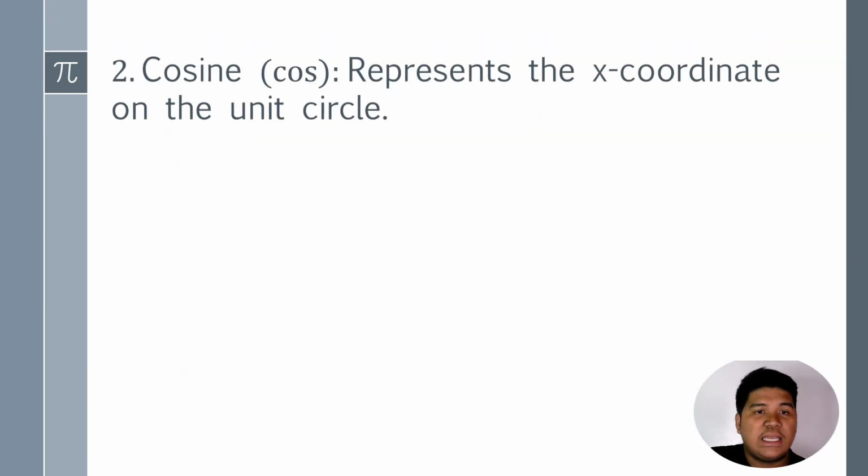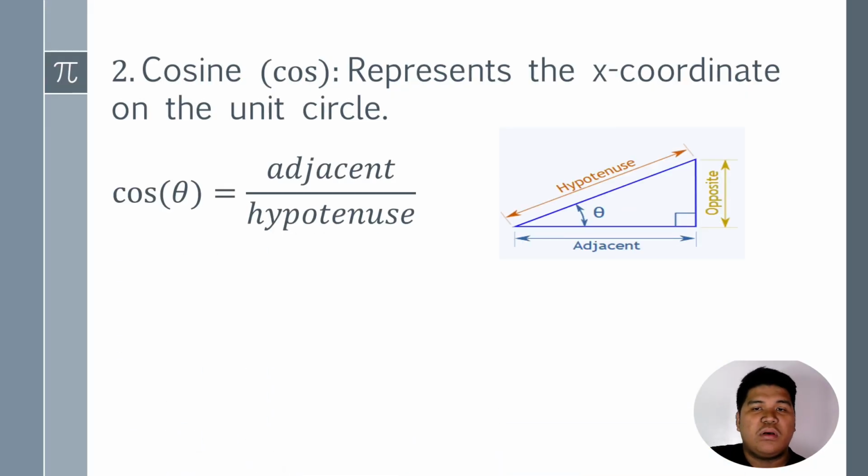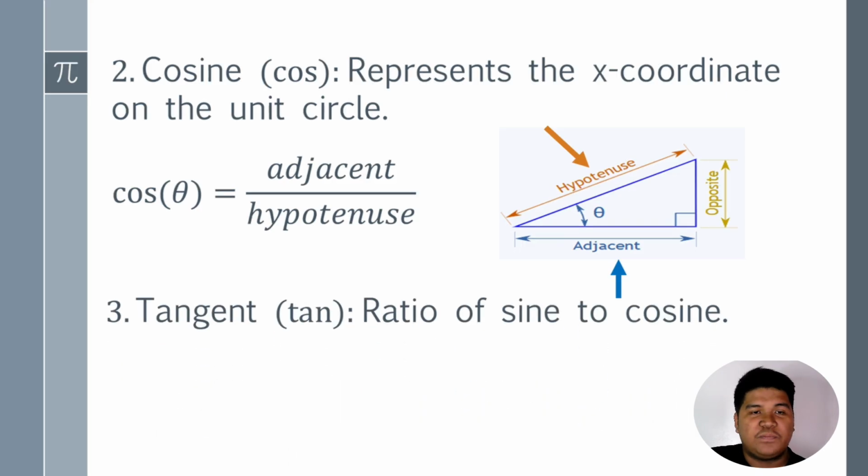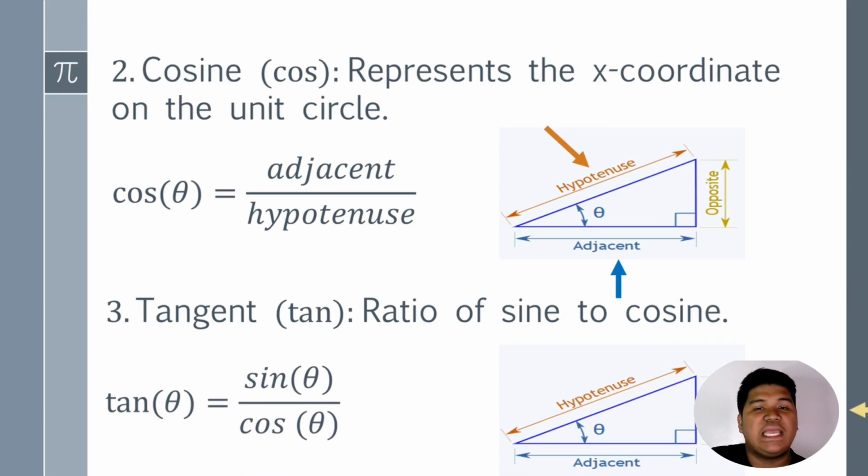Second is cosine. It represents the x-coordinate on the unit circle. Cos theta is equal to adjacent over hypotenuse. Third one is tangent. Tangent is the ratio of sine to cosine. So it has a formula of tangent theta is equal to sine theta over cos theta.